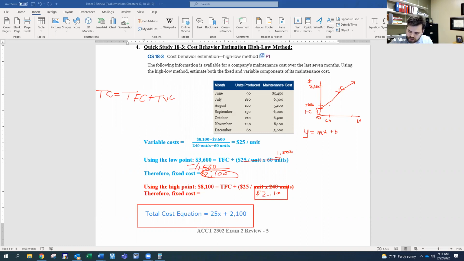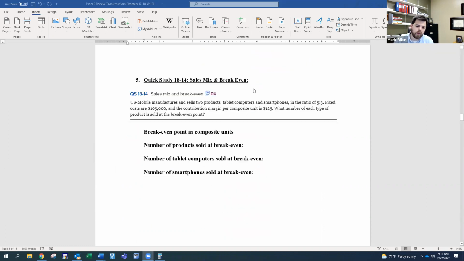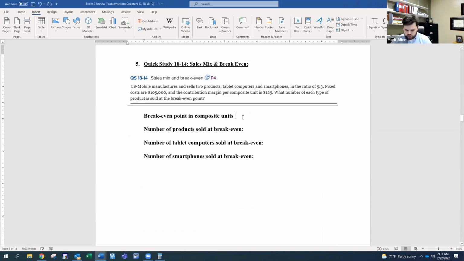Now, for the next piece, we're going to move on down to our next problem, which is going to be dealing once again with sales mix and break even. So before we do that, I'm going to go ahead, clear everything out, and continue on. So here, once again, we've got this idea of composite units. US Mobile manufactures and sells only 2 products, tablet computers and smartphones, in the ratio of 5:3.